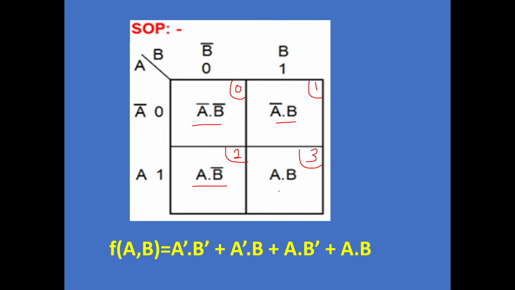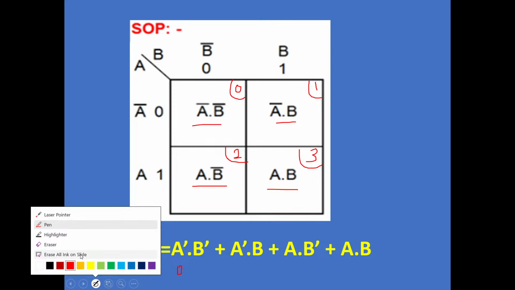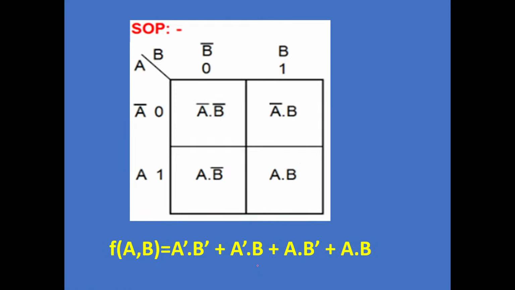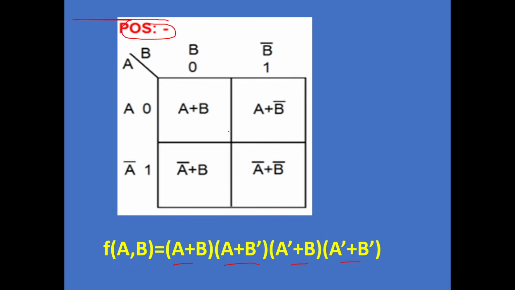So that's what I have done. Function has two variables, A and B. Okay, so what are the products that I have got? It has to be written in terms of variables. You can't write in terms of zeros or ones. But to represent it in the K-map, you have to write in terms of zeros and ones. How to write it, I'll tell you later on. So now let's go to POS, product of sum.